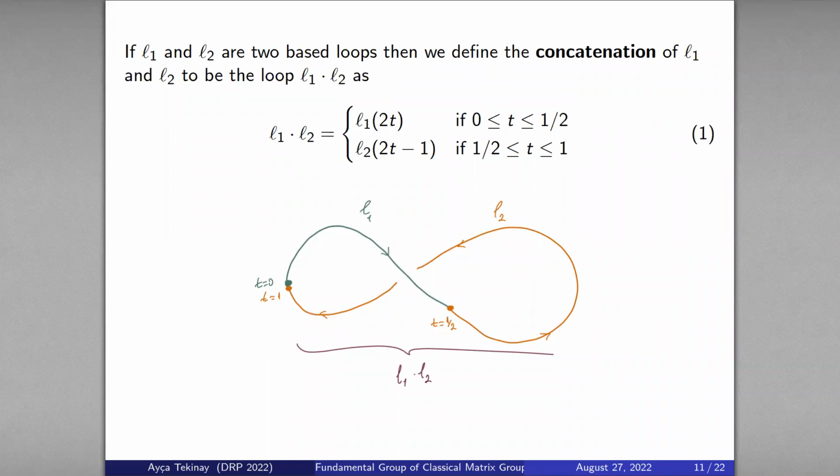With the concatenation operation, we have two base loops, and we are defining this operation like this: from a starting point, you go half of the way, half of the time, with one loop, and then you continue with the other loop. Here, they look like they have different endpoints, but you can think of it as T0 and T1 being at the same point, so it is a loop.